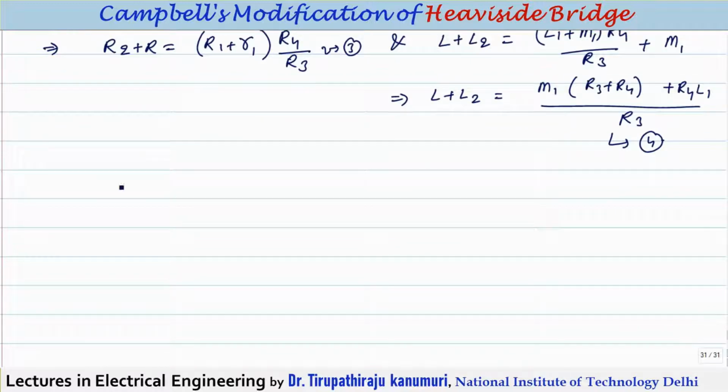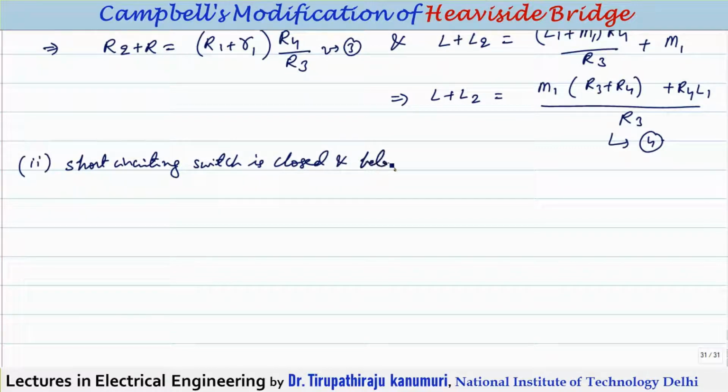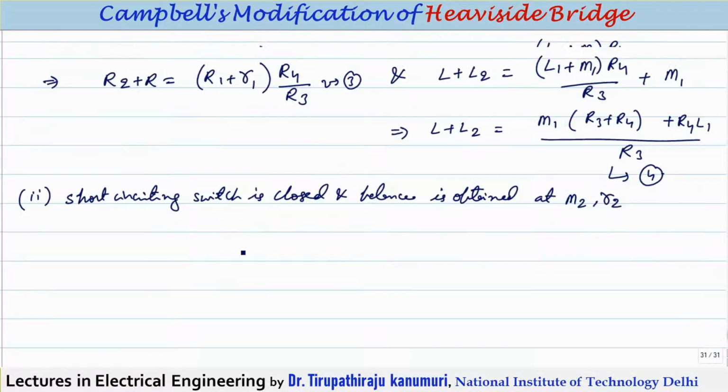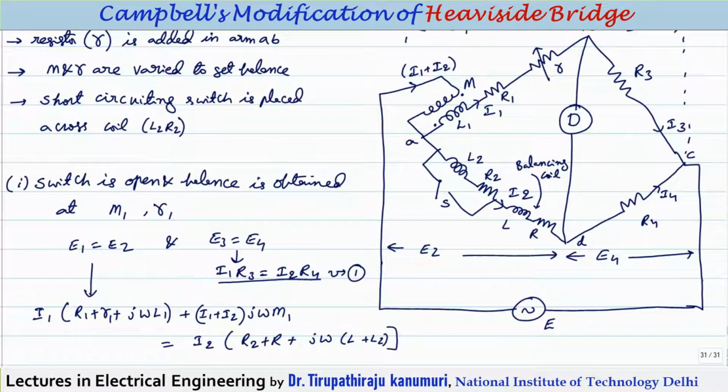Now what I am doing: the short circuiting switch is closed, and balance is obtained at M2 comma R2. Let us assume R is equal to R2 and M is equal to M2 under balance conditions. So whenever you close the switch, let us go back to the diagram. When you close this switch, what will happen?